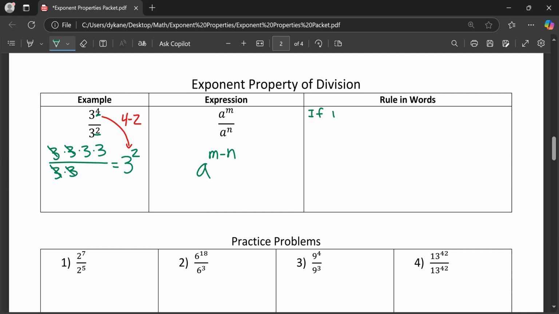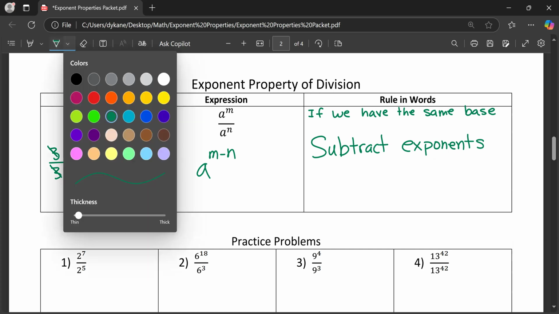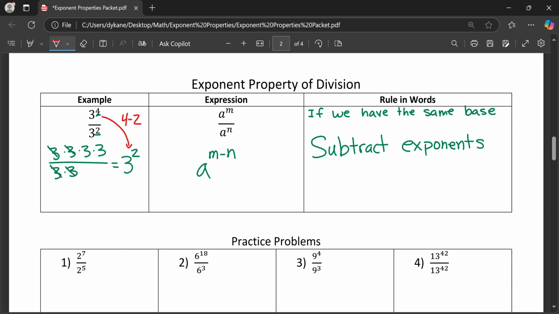So if we have the same base, here we subtract our exponents, right? And it makes sense because if we think about it, when we multiplied, we added them. So now we're doing the opposite and dividing, and we do the opposite of that and subtract, right? And as always, our base stays the same.